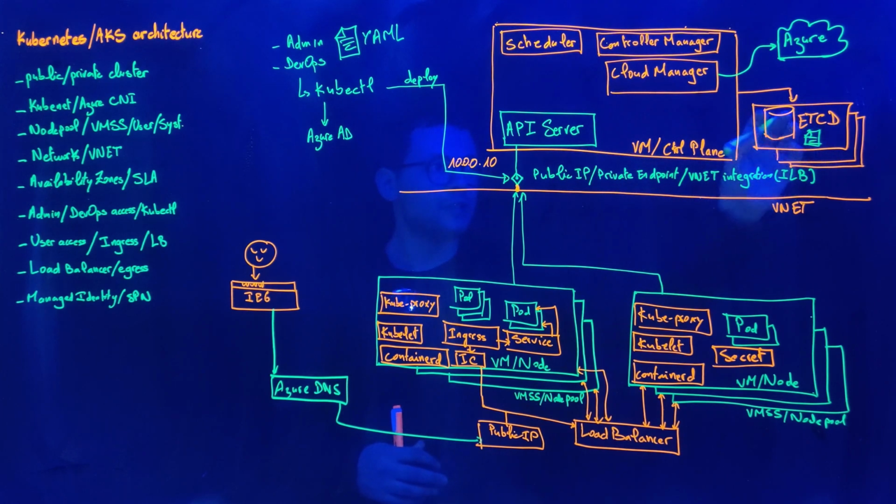That config will be saved into the etcd, then the config will be applied to the worker nodes, to the different worker nodes.